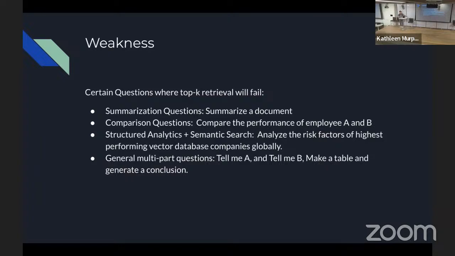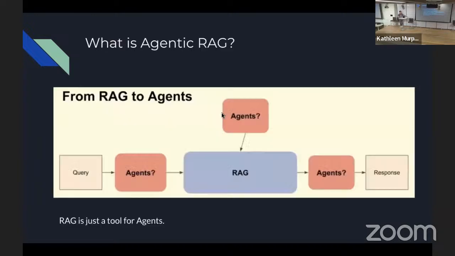And another thing it may fail is the structured analytics and the semantic search. For example, we ask the RAG to analyze the risk factor of the highest performing vector database companies in the world. It may not work, or it cannot give you very good results. And the fourth failure it may have is for a very general multi-part question. For example, we ask the RAG to tell me A, and then I ask it to tell me B, and I want to make a table and summarize it for me. Then it's gonna fail.